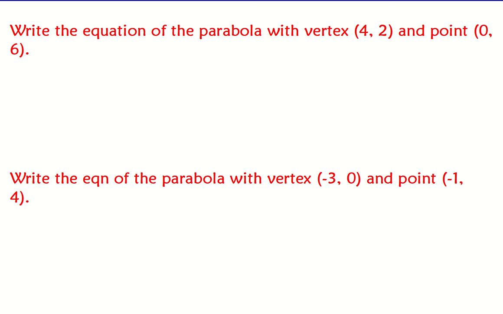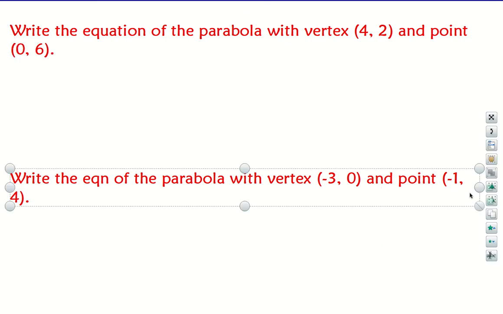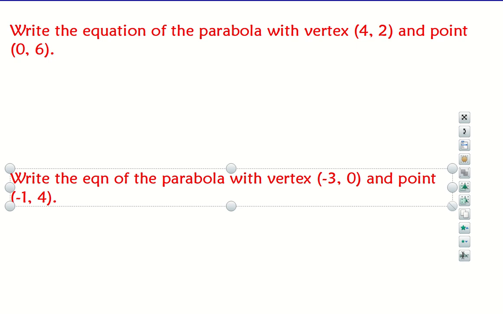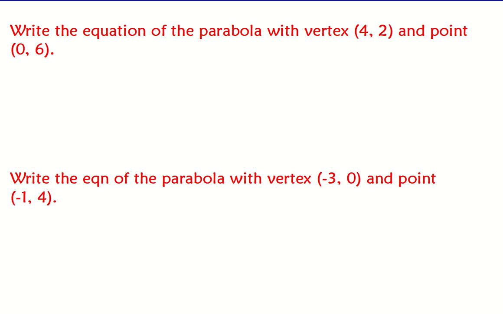Here would be an example. If I know that the vertex of the parabola is (4, 2), and I know the point (0, 6) is on the parabola, I would want to first pick what form makes the most sense to use. And the form that would make the most sense to use is vertex form, since I know the vertex of the parabola.